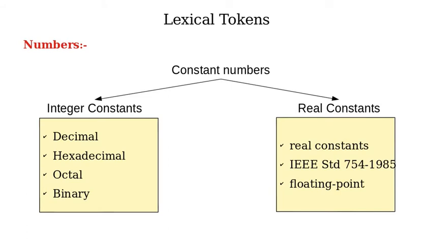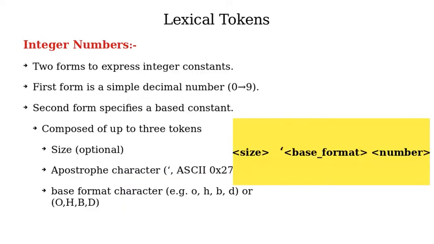The last lexical token we will discuss in this video is numbers. These constant numbers can be divided into two: integer constants and real constants. Integer constants are further subdivided into decimal, hexadecimal, octal and binary. So first we will talk about integer numbers.